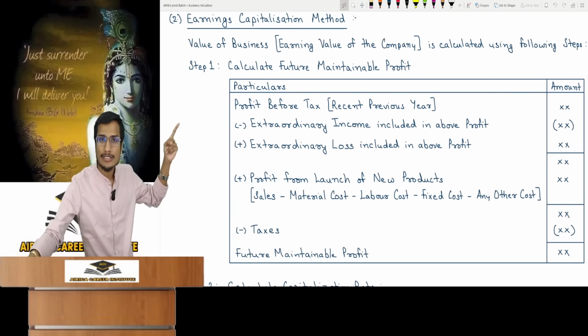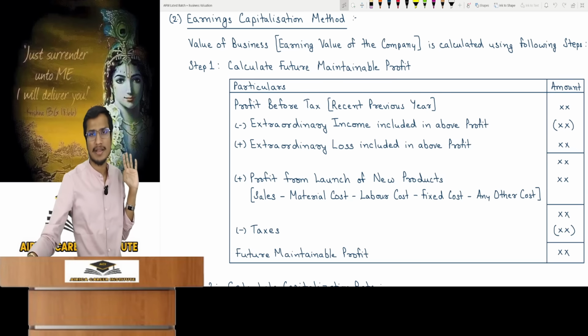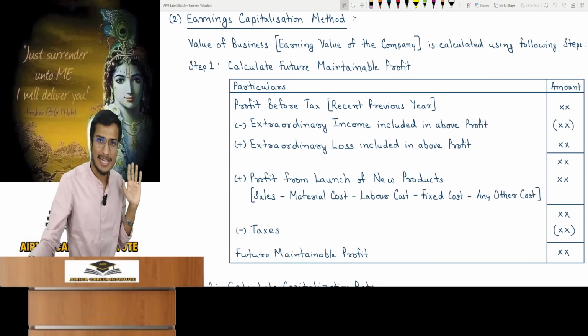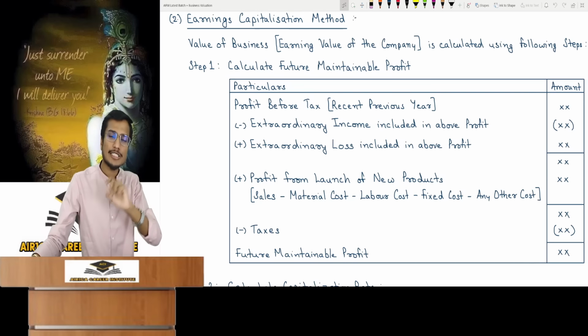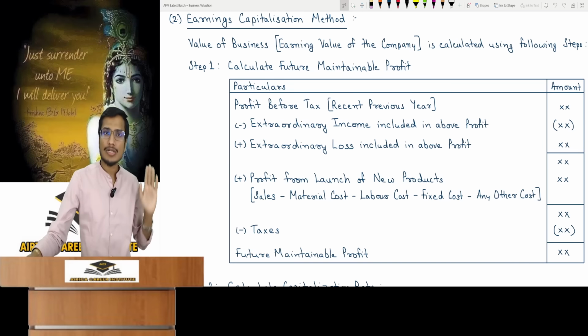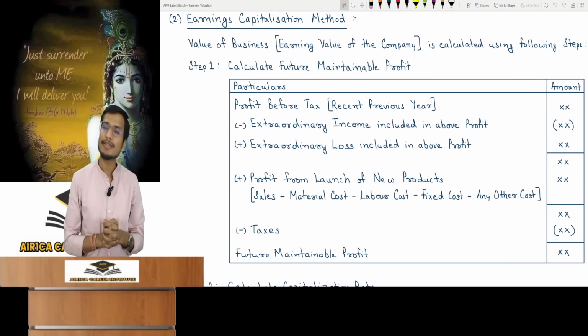So just take the profit before tax from the recent previous year that just ended, whose information will be given in the question. Did you get it? Why did we take profit before tax? Why not profit after tax? For now, take the profit before tax as we are also making other adjustments. We will make the final tax adjustment at the end. You've taken the profit before tax. Now we must adjust the recent year's profit.